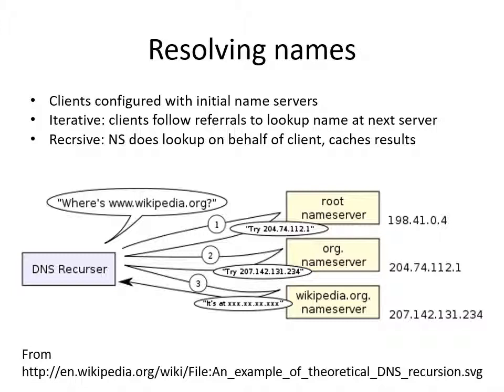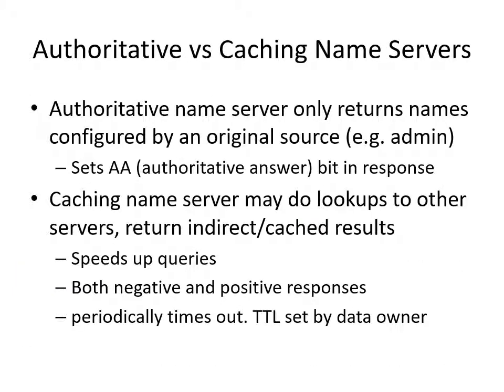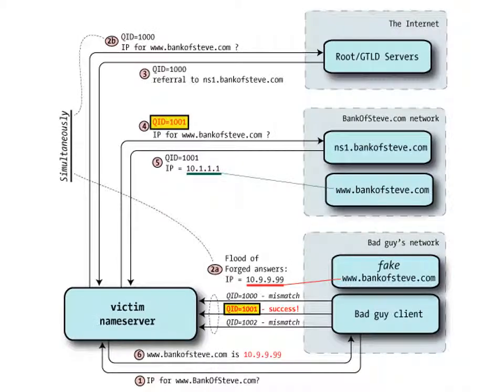The other thing to note is that this recursor is caching all the results in the middle. So the first time it does this, it remembers the name server for .org and the name server for wikipedia.org. The next time it does a lookup, it doesn't have to go to the upper two levels, it can just go to the bottom level. So this is all well and good. I think we just talked about this. The problem is that it's not secured in any way.